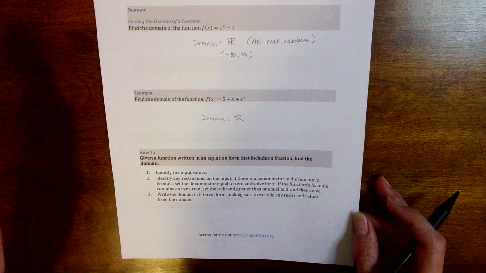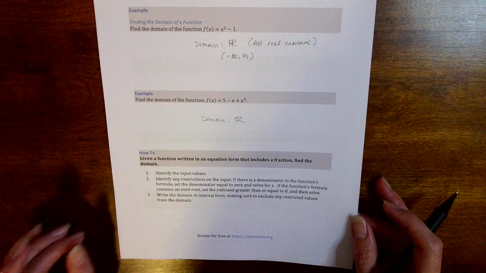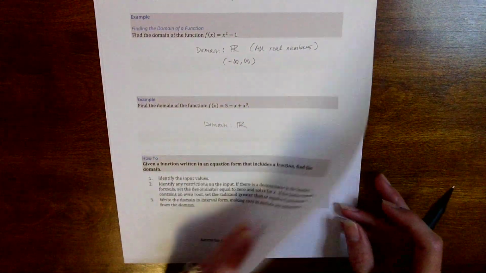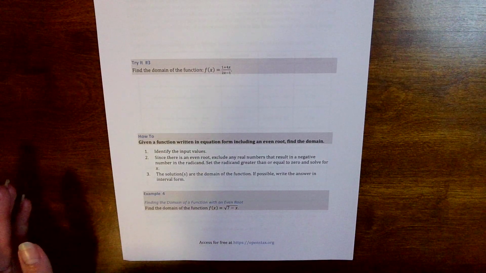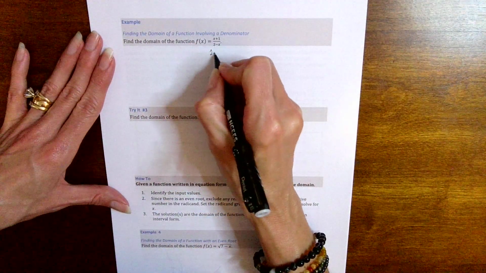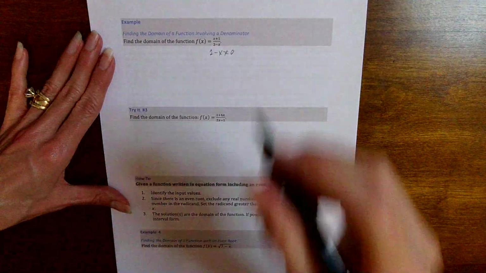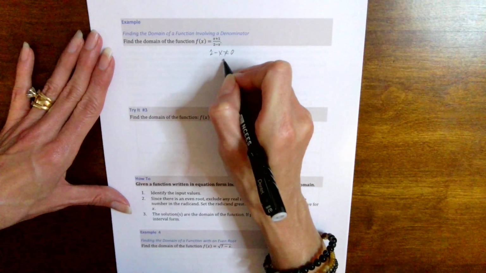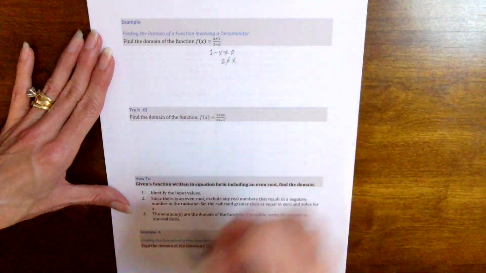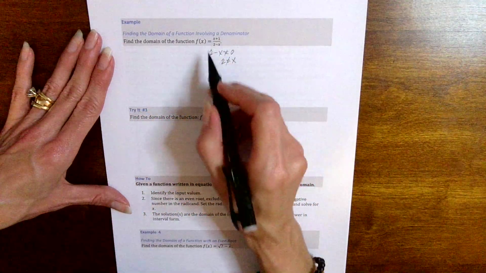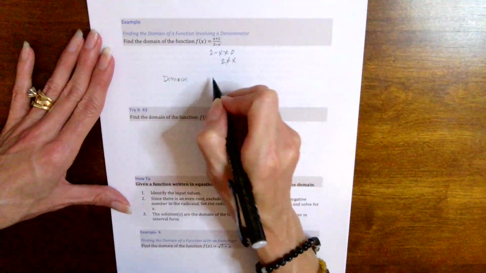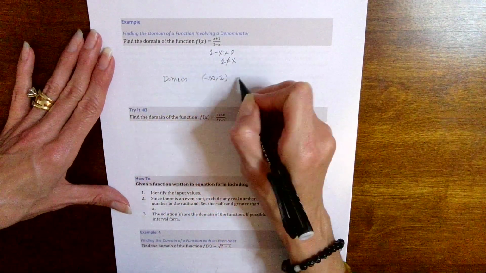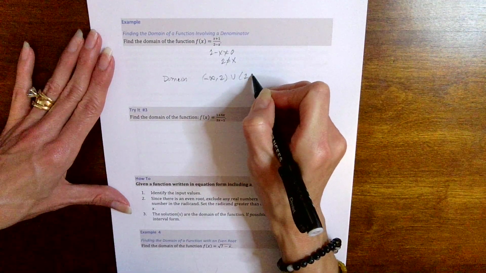So if we have a fraction, we're going to do the same thing, except we're going to have our restrictions, our exclusion values. So here we know that 2 minus x can never equal 0 because we can't divide by 0. So I know that x can never equal 2. So I can put anything in this equation except for 2. So my domain is going to be from negative infinity to 2, unioned with 2 to infinity.